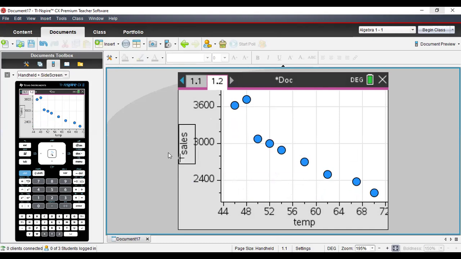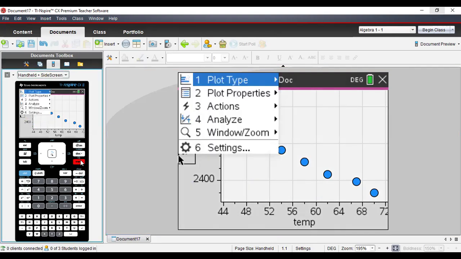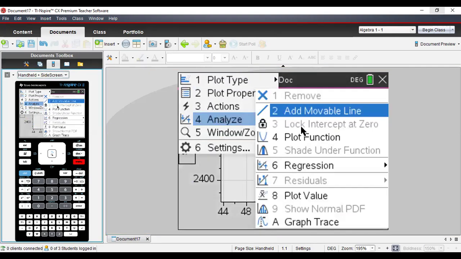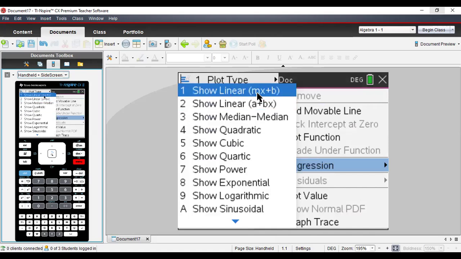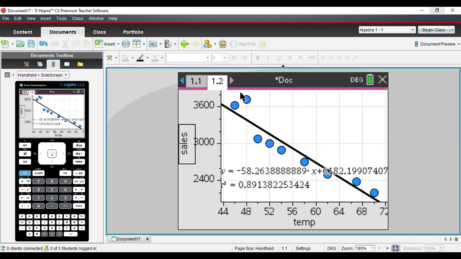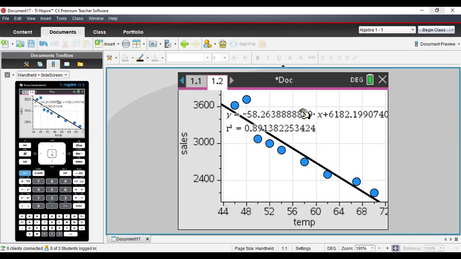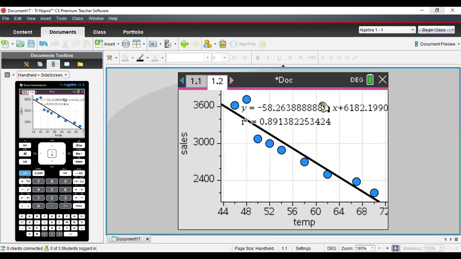Now, we're going to find the actual line of best fit, and the way we do that is we go menu, analyze, regression, and then linear, show linear. And you see it's in the mx plus b slope intercept form. So here is our equation. And remember, we've got to round the slope and the y-intercept to integers.